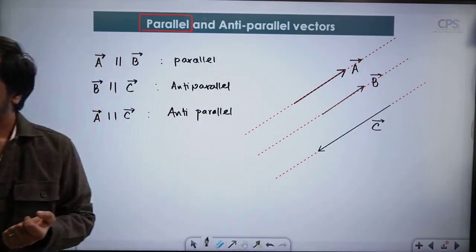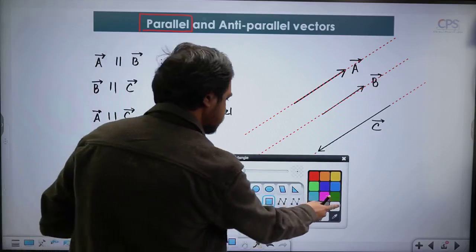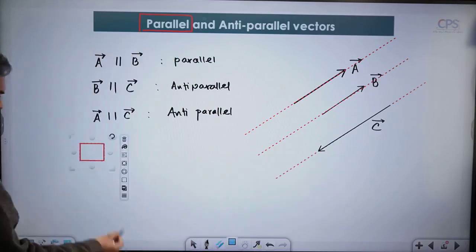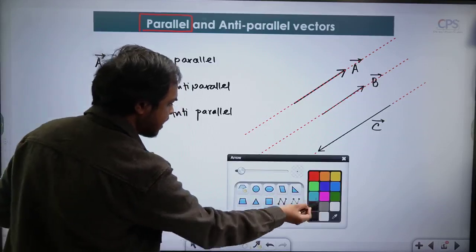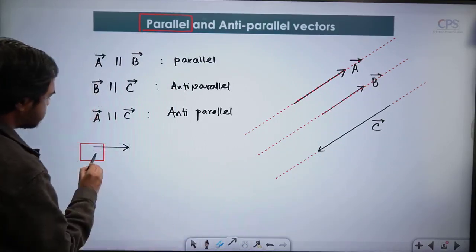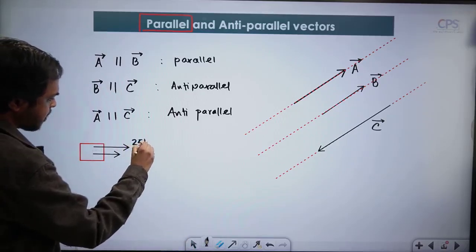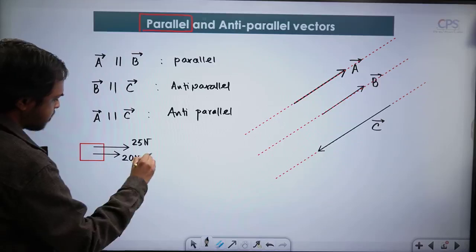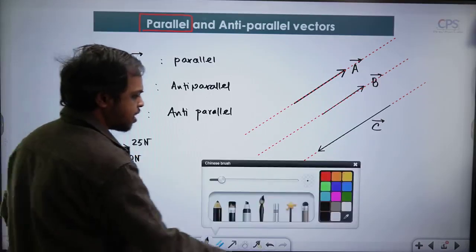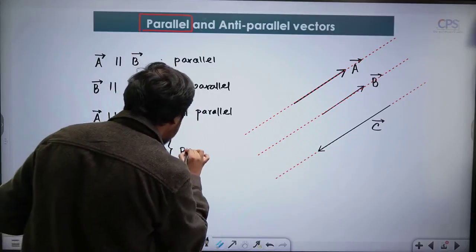So why are they applied in real life? Let's see. Assume this is a block of mass and there are two forces acting on it. This is one force and this is another force. Let's say this is 25 Newton and this is 20 Newton. So these two are parallel vectors.